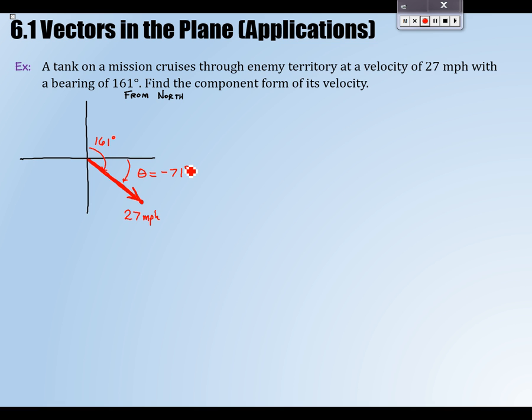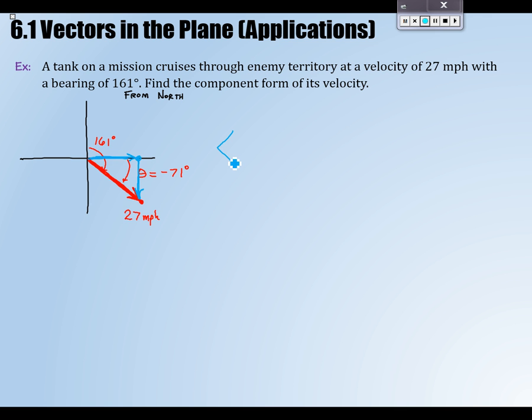How do we find the components of a vector, if we know the magnitude and the direction? We use the trig, right? 27 cosine negative 71 would be the x component. We're trying to find this piece and this piece, right? Trying to break this down into its two components. We need a horizontal component and a vertical component.